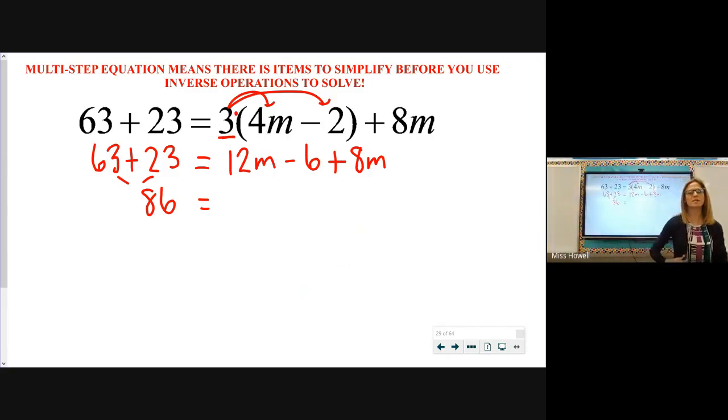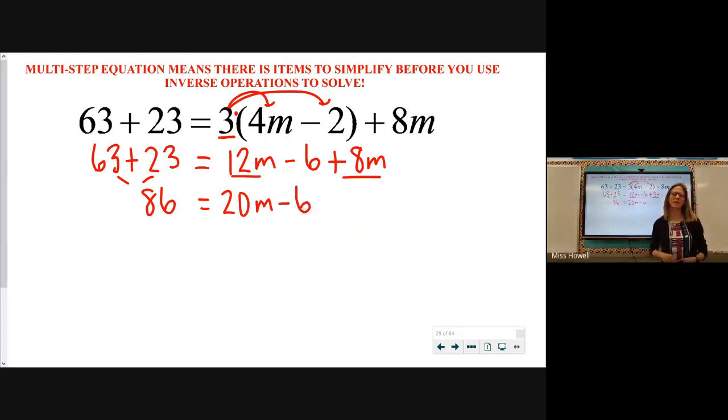So now we want to do that same thing behind our equal sign, if there's any like terms over there. So we have a 12m and an 8m behind the equal sign that can get combined to simplify the second expression. So 12m plus 8m would just give us a 20m, and then we still have our subtract 6.